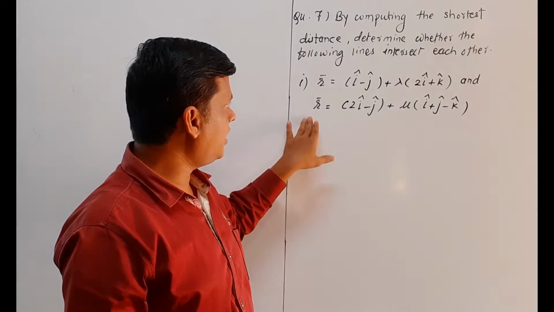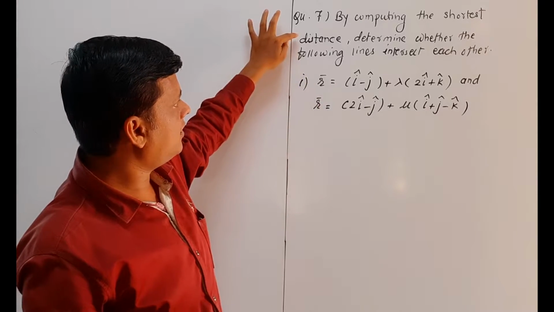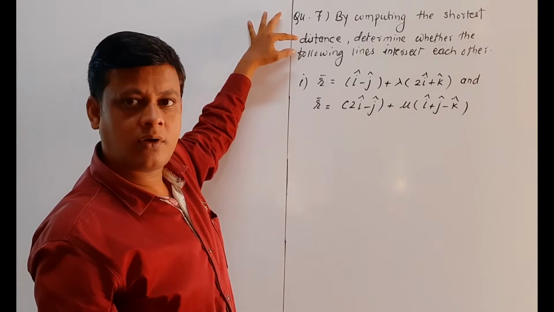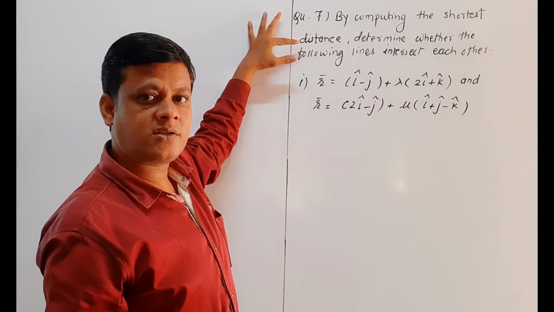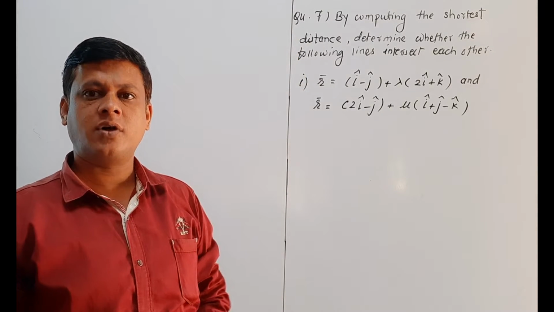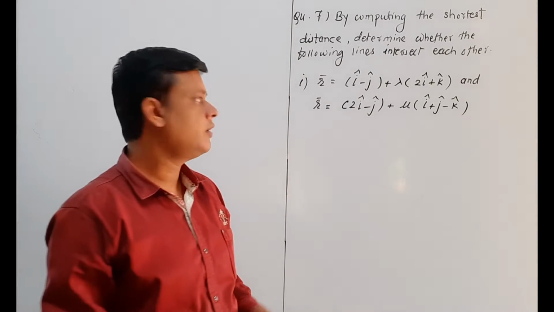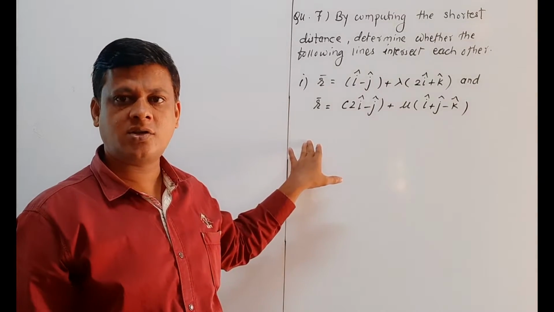So we have to use the concept of shortest distance between two lines. When the shortest distance between two lines is 0, then those two lines intersect each other.